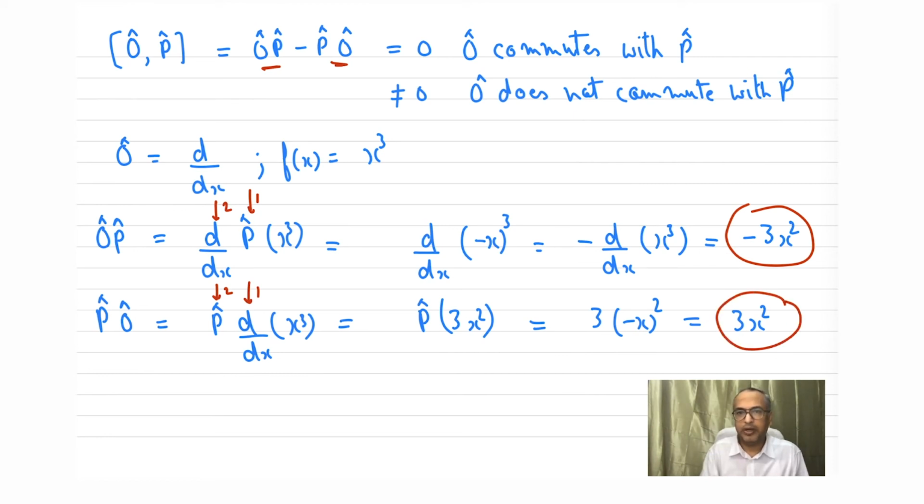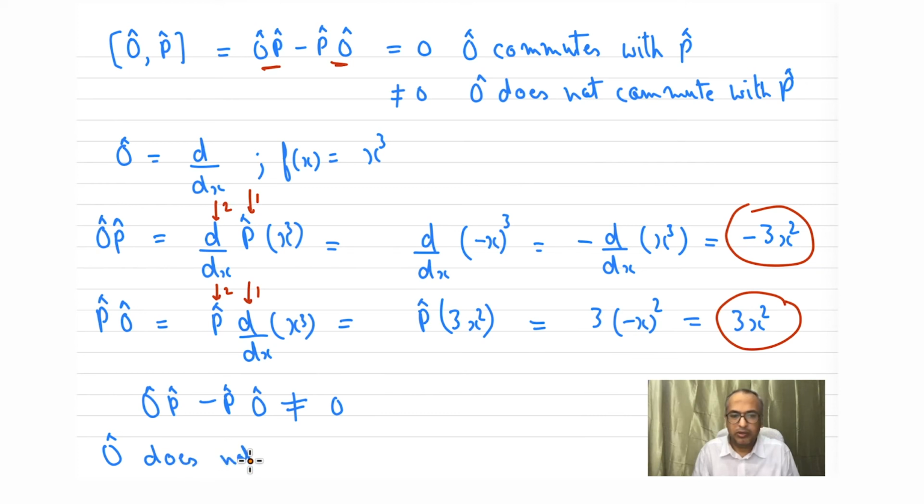So notice that these two terms are not the same. That means OP minus PO is not equal to 0, so O does not commute with P. So our first condition of the corollary is not fulfilled here.